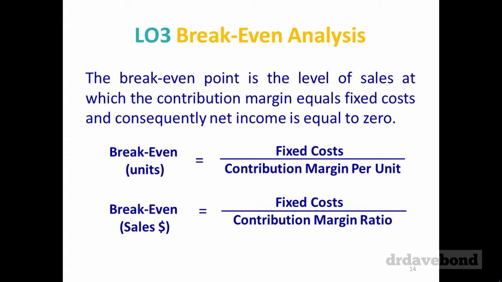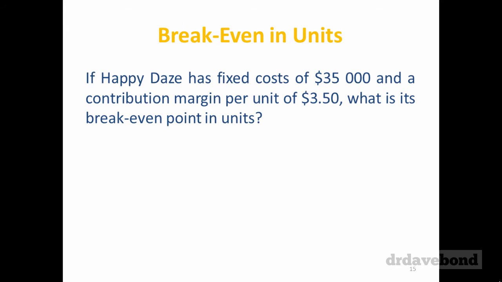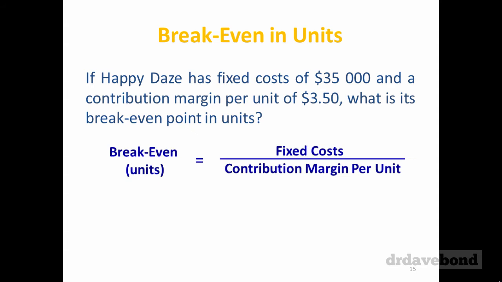But what I'm going to do is step us through how we do that using this setup, because it will lead to the same point. For the break-even in sales, you can do fixed costs over the contribution margin ratio. Or you can just work out the break-even in units and then multiply it by price and you'll get the same thing, but each to their own. So if we think about Happy Daze, fixed cost of $35,000, a contribution margin per unit of $350. The break-even point in units is your fixed cost over your contribution margin per unit, which gives you 10,000 units.